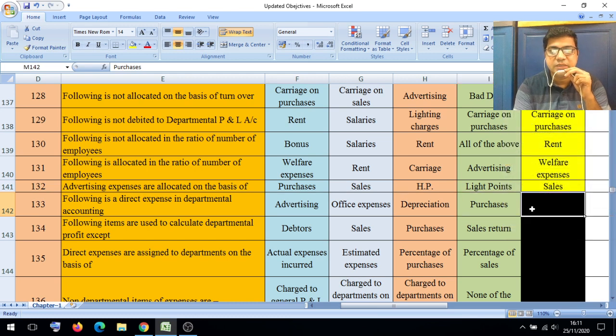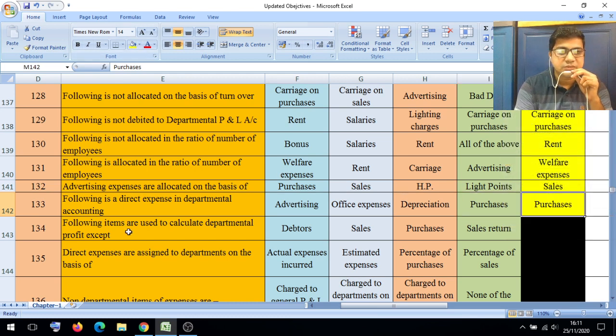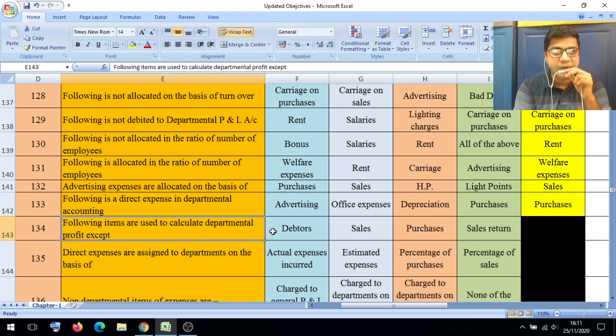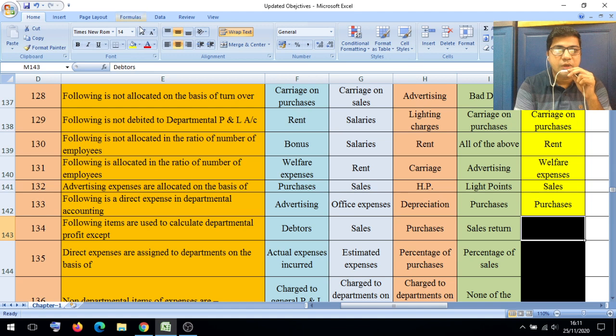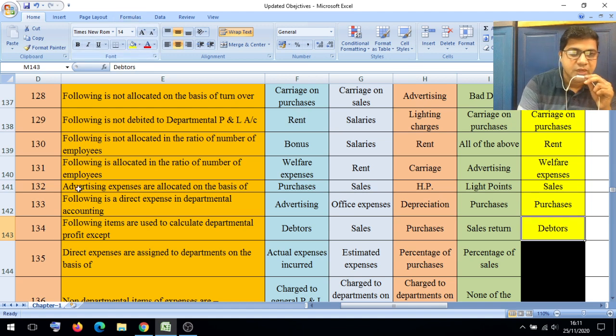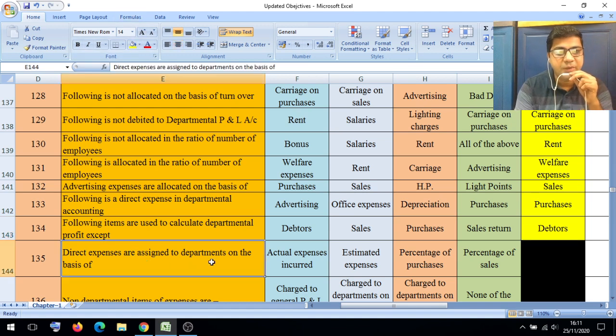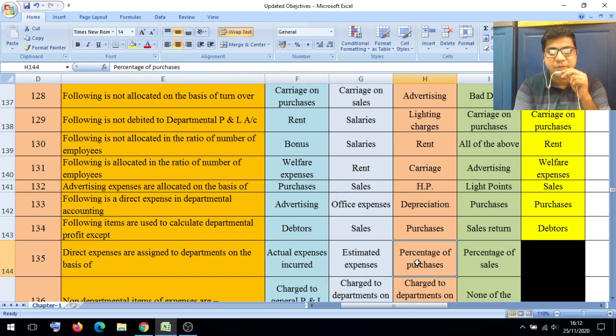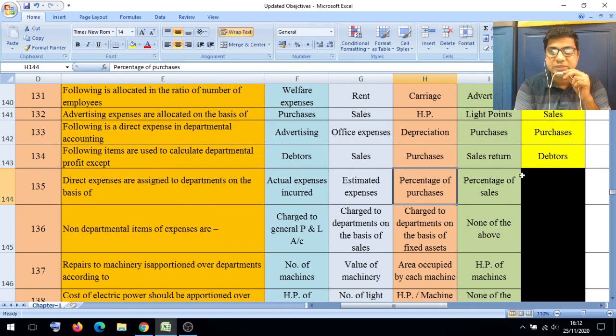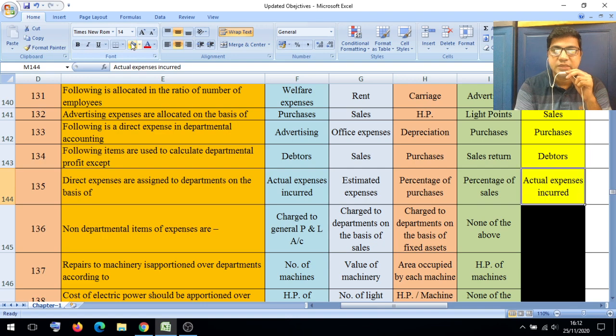The answer is purchases. Following items are used to calculate departmental profit except: debtors, sales, purchases, sales return. So answer is debtors. Direct expenses are assigned to departments on the basis of actual expense incurred, estimated expenses, percentage of the purchases and percentage of the sales. So answer is actual expenses incurred.